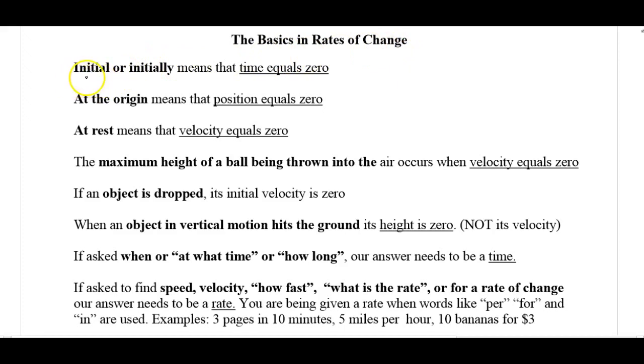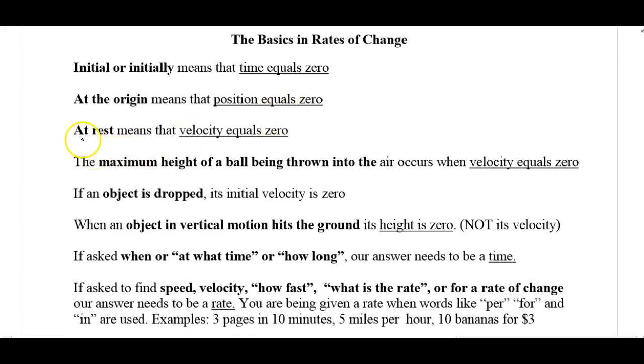If you see the word initial or initially, that translates to time being equal to 0. If you think about initially, it means the start of something, so we're going to let time, t, equal 0. If a problem says at the origin, well, that means that the position has to equal 0. At the origin means at the starting location, and the location translates to position. So at the origin means we're going to set the position function equal to 0.